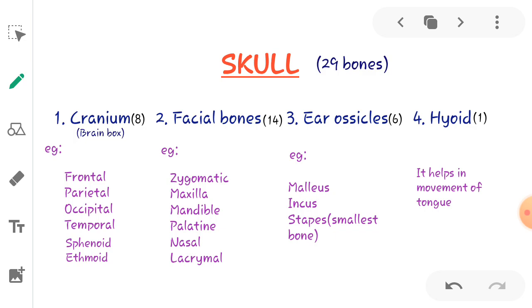moving inside our ear. Last, we have hyoid. Only 1 bone is there, and it is present in the throat region, and the main function of it is to help in the movement of tongue.